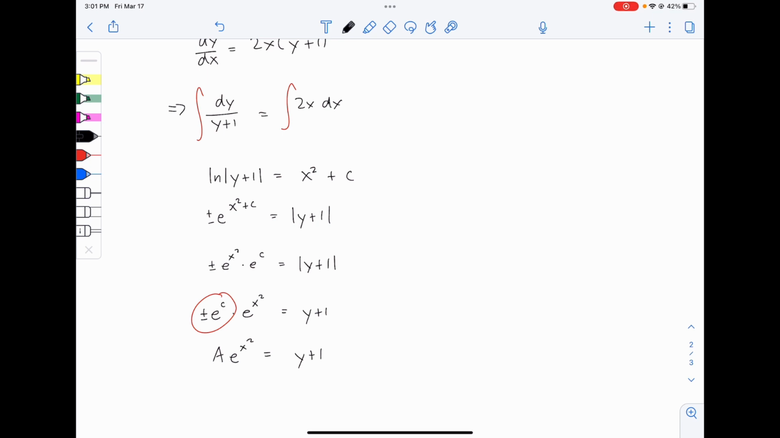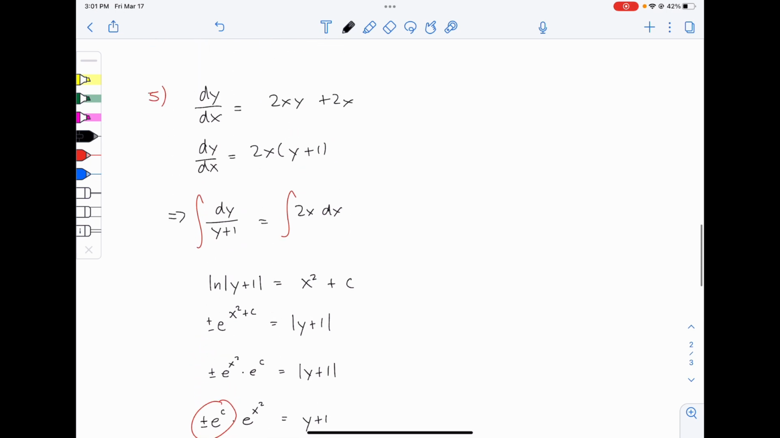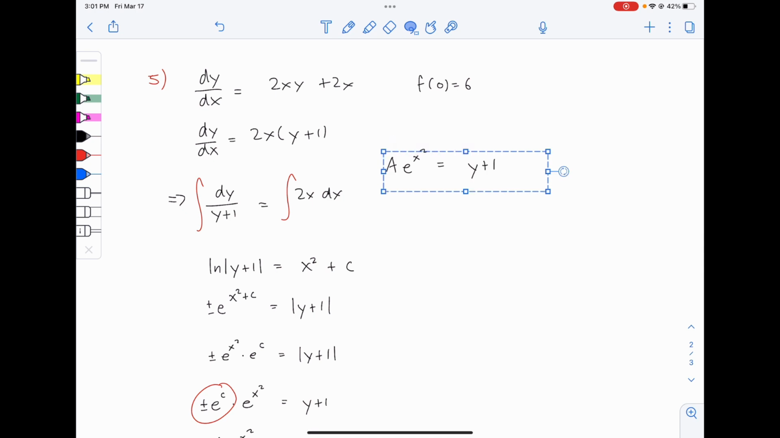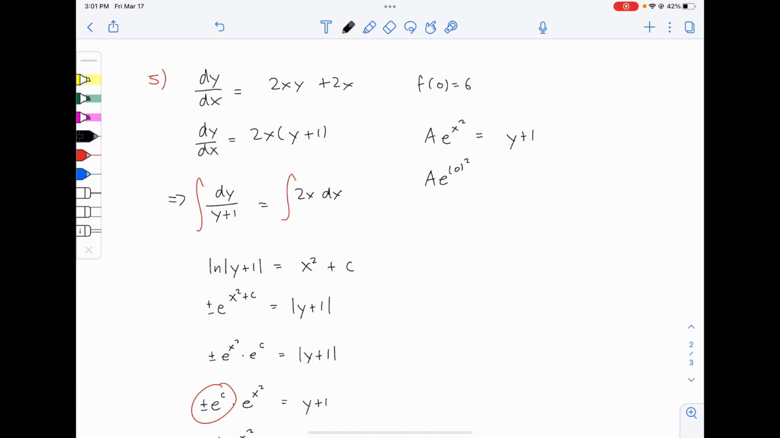So we have this. I forgot to write, we are trying to find f of 0 is equal to 6. So let's go ahead and put this here. A e to the 0 squared is equal to 6 plus 1. Anything to the 0 is going to be 1, so a is equal to 7. So now 7e to the x squared is equal to y plus 1, minus 1 on both sides. 7e to the x squared minus 1 is equal to y, and that is your answer.